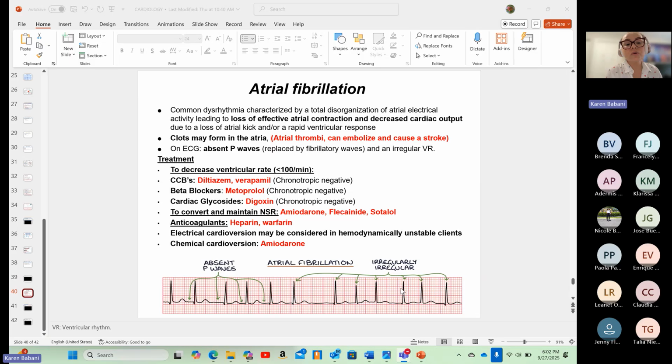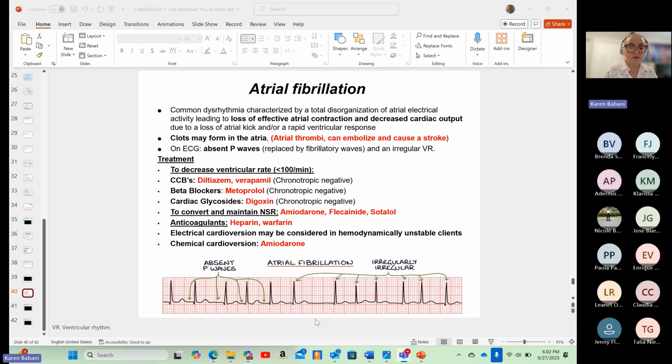coagulation. So what do we teach our patients? Very important. They need to take their anticoagulation. We need to control certain things with atrial fibrillation. We need to control the rhythm. We need to put them on anticoagulation. And we need to make sure that we give medications to reduce the ventricular rate.